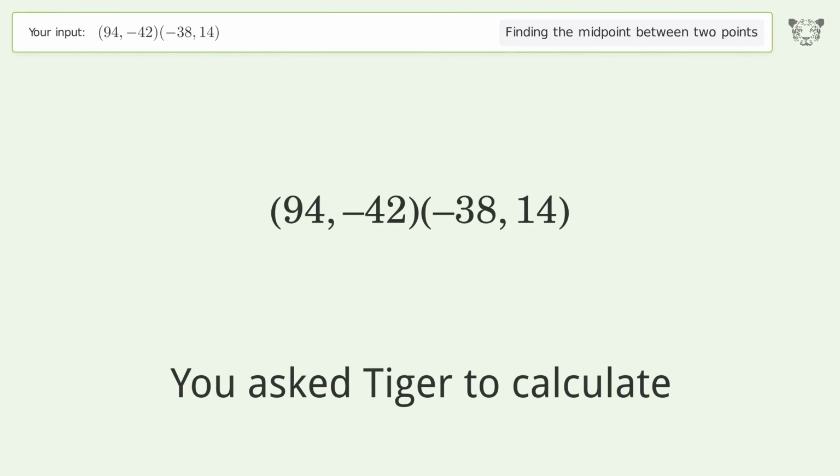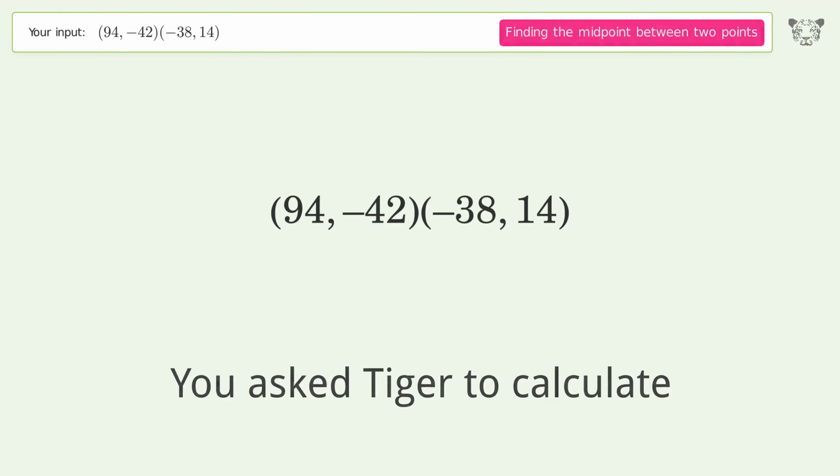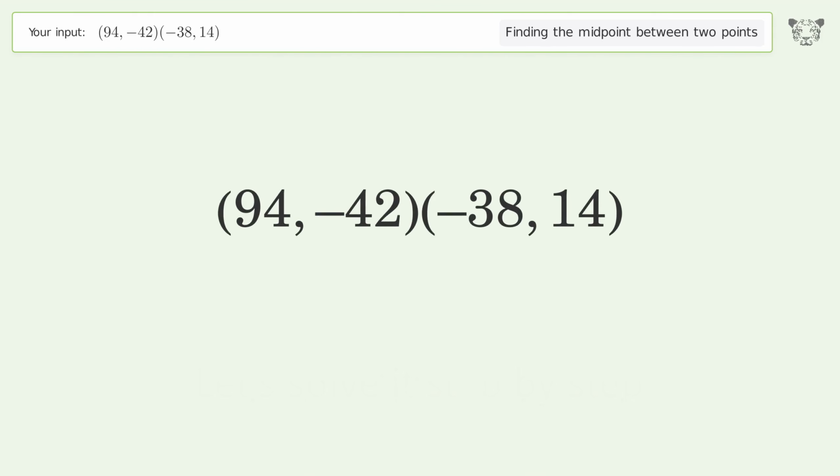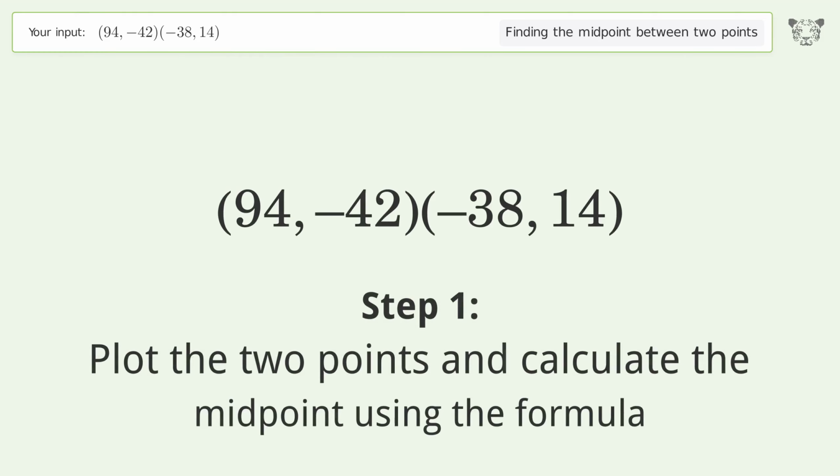You ask Tiger to calculate. This deals with finding the midpoint between 2 points. The midpoint between the 2 points is 28, -14. Let's solve it step by step. Plot the 2 points and calculate the midpoint using the formula.